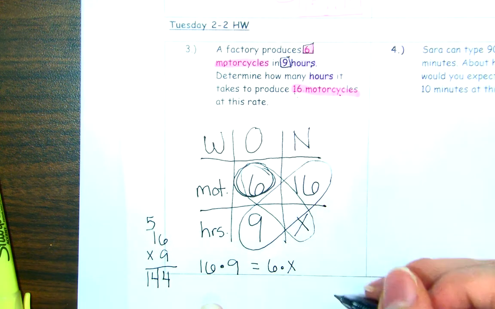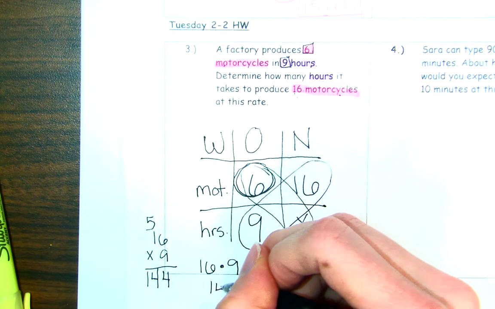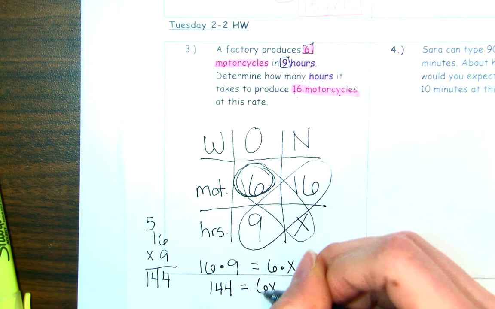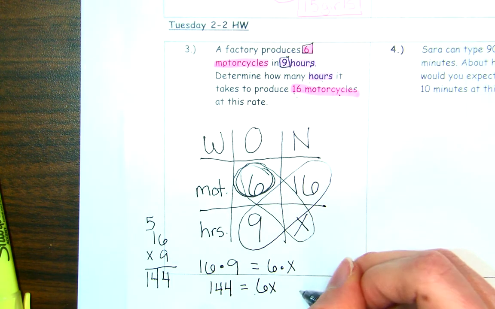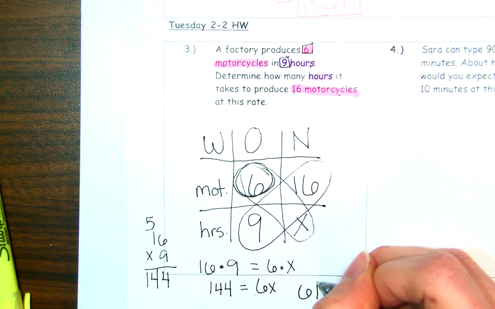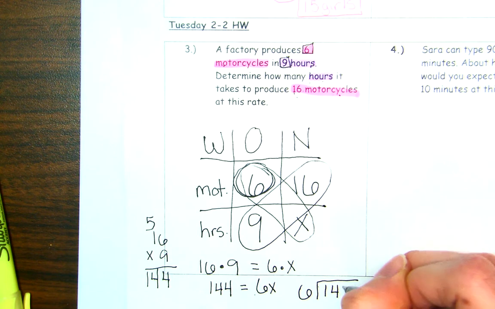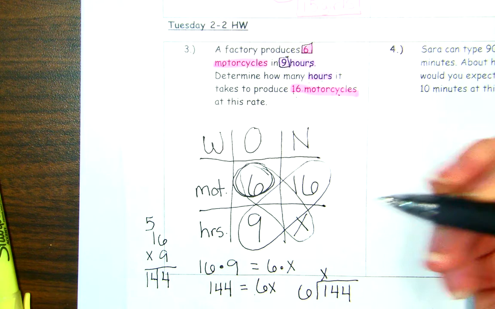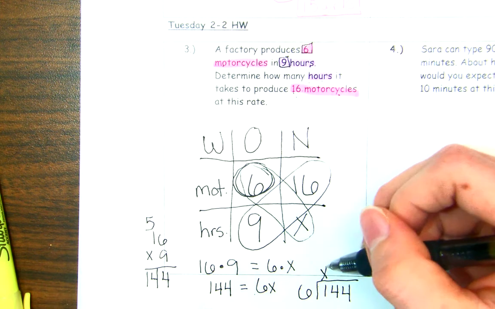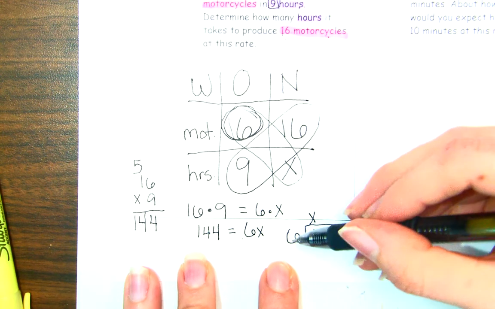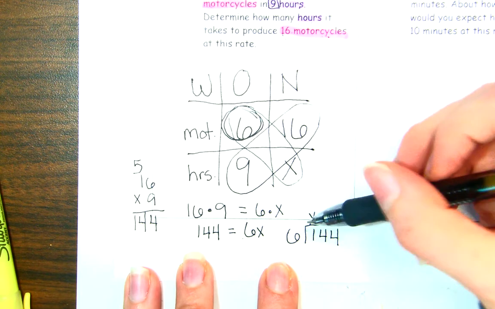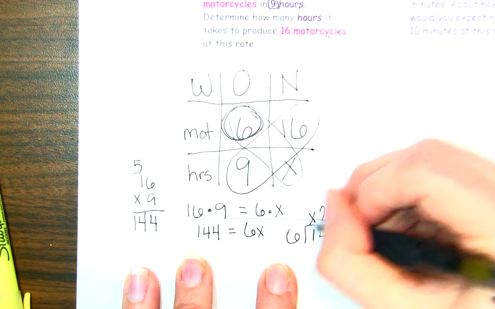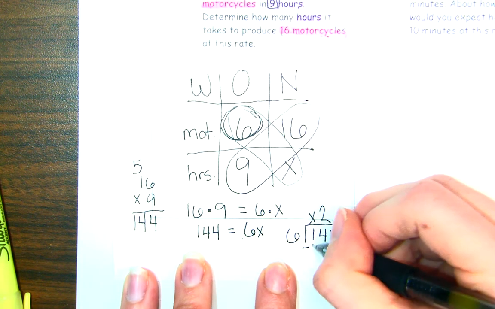So then now I need to take 144 and divide it by 6. So I'm going to do that. I'm going to take 6 and I'm going to divide it into 144. 6 does not go into 1, so I put an X. That X means it has no value, and it also reminds me to multiply whenever I'm dividing. 6 goes into 14 2 times because 6 times 2 is 12.